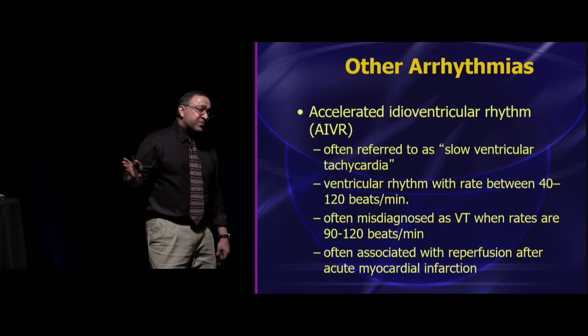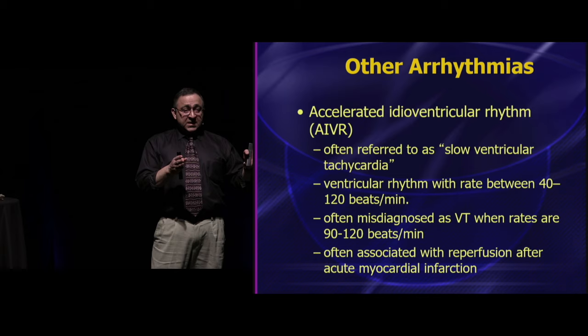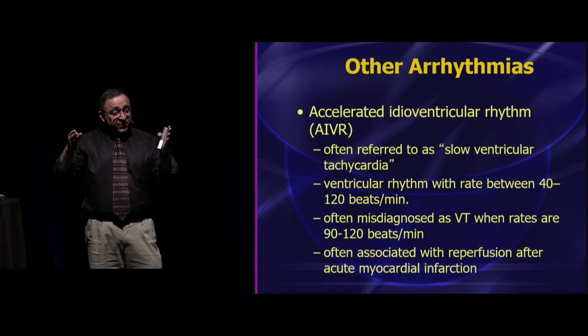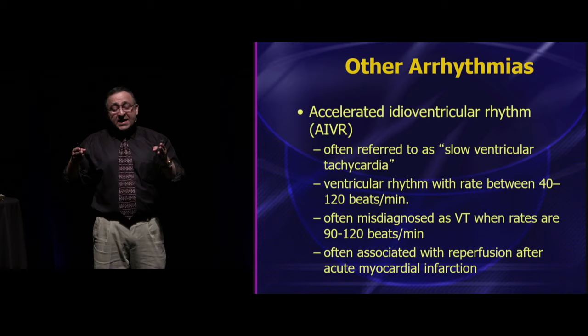So let me say this all over again. If you have a ventricular escape rhythm, the rate is 20 to 40. If your ventricular rhythm is faster than 120 or 130, it's called VTAC. But if it's in that middle zone, between 40 and 120, if you have a ventricular rhythm that's between 40 and 120, that's called an accelerated ventricular escape rhythm, or more commonly, accelerated idioventricular rhythm, or AIVR.